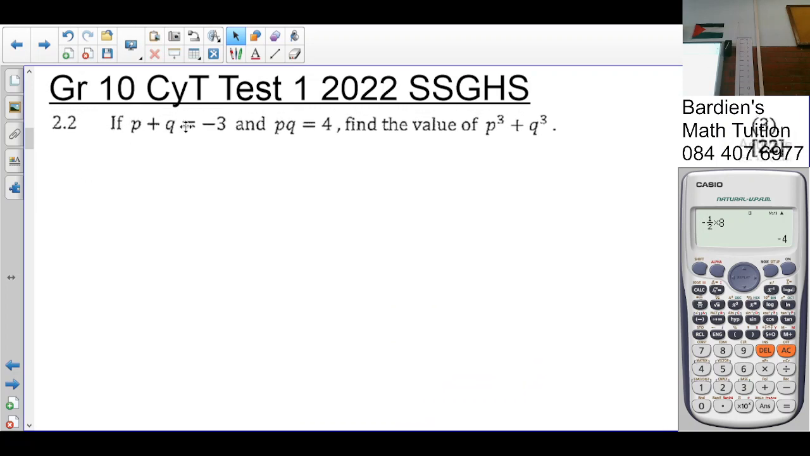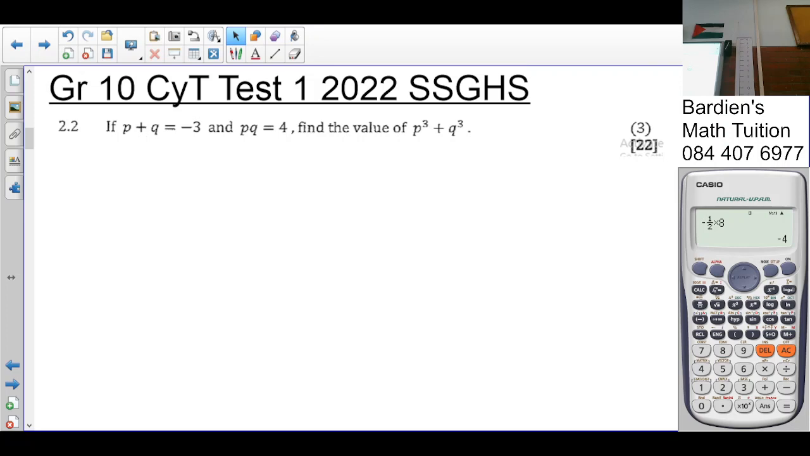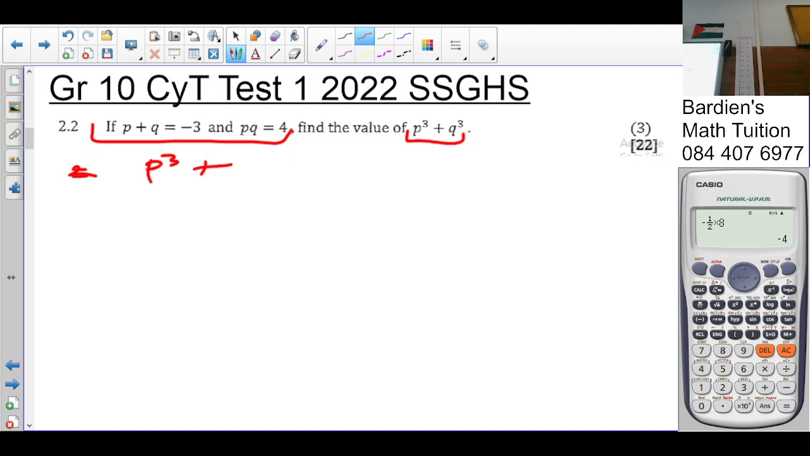Let's look at 2.2. Last question in question 2 has 3 marks. They say, this is a nice question, eh? Okay, all these questions are nice. They say that if P plus Q is negative 3, P times Q is 4. What's the value of PQ plus QQ? Without thinking of any of these here, what could we do with that? What can we do with that? Different sum of cubes. Factorize sum of cubes. So there's going to be PQ plus QQ.